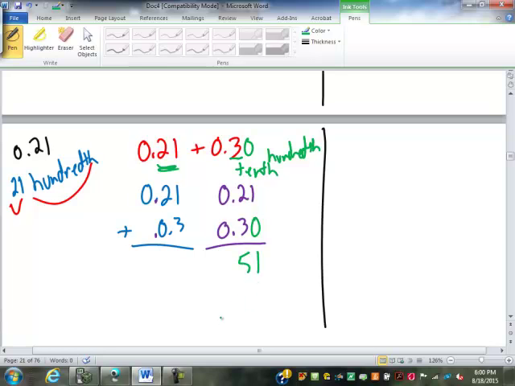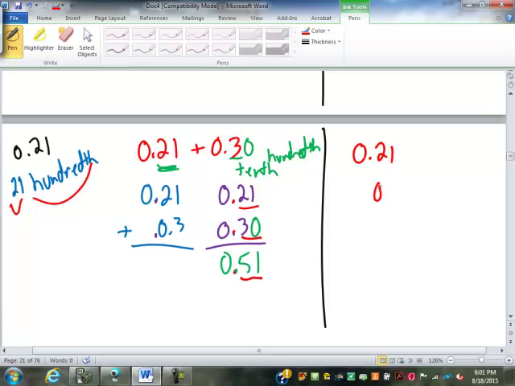Where's our decimal point go? You just bring it straight down. Because when we add numbers, we keep the same name. So 21 hundredths and 30 hundredths have to become 51 hundredths. Bringing that decimal point straight down is just keeping the same name.